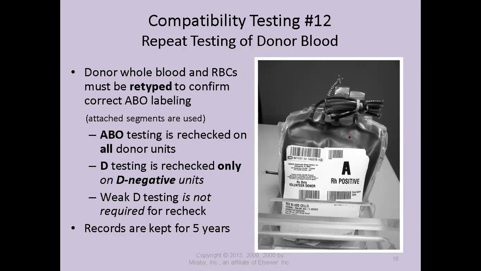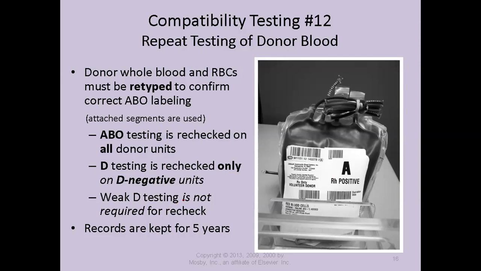Okay, so if we have an Rh positive unit, no need to check the D. We're just going to check that it's A. If this were A negative, I would have to check the A and confirm that it's truly Rh negative. And hospitals don't do weak D testing. It's not required as a recheck. They're just going to confirm that that initial immediate spin testing with anti-D is negative.